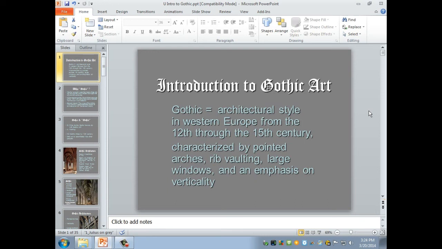So the first thing we want to define is, what is Gothic in this context? Gothic is of or relating to an architectural style prevalent in Western Europe from the 12th through the 15th century, sometimes a little bit into the 16th century in Northern Europe. It's characterized by pointed arches, ribbed vaulting, large windows, and an emphasis on verticality with the impression of height.